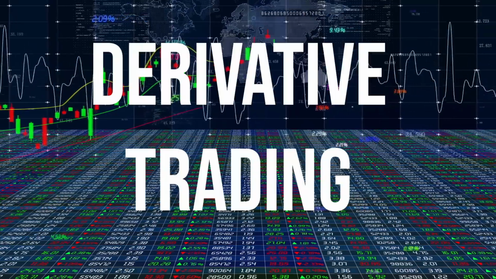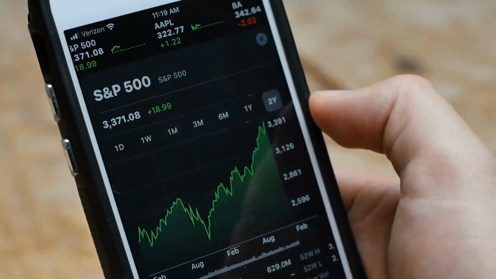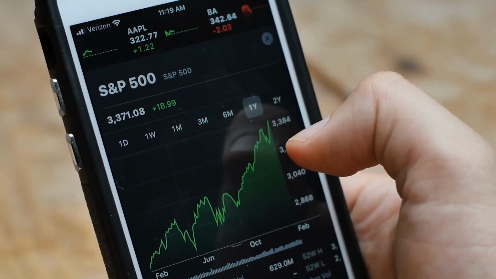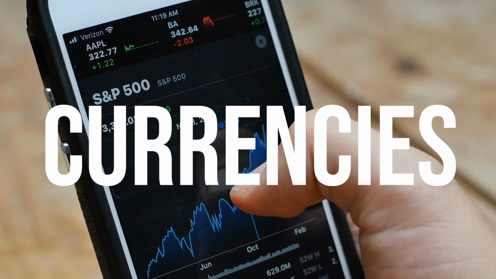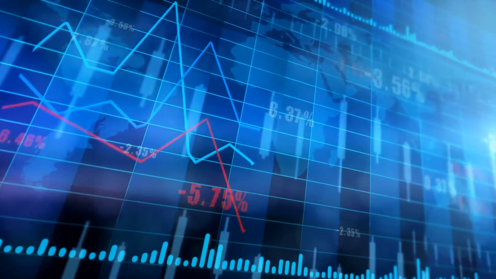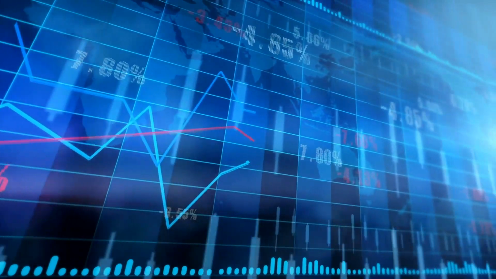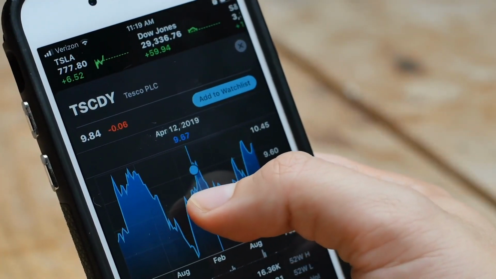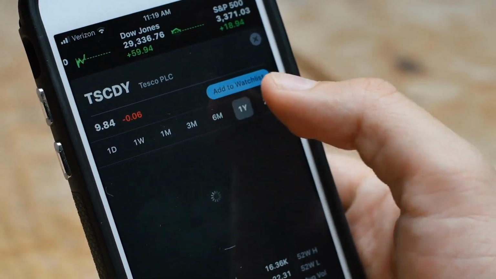Next, we have derivative trading. Derivatives derive value from an underlying asset, such as stocks, currencies, or indices. Derivative traders buy and sell these financial instruments in the stock market. Derivatives allow traders to speculate on the future price movements of the underlying assets, offering opportunities for larger speculative bets.